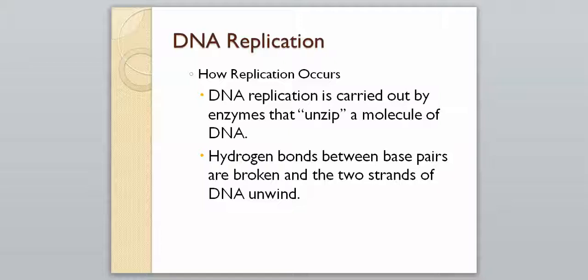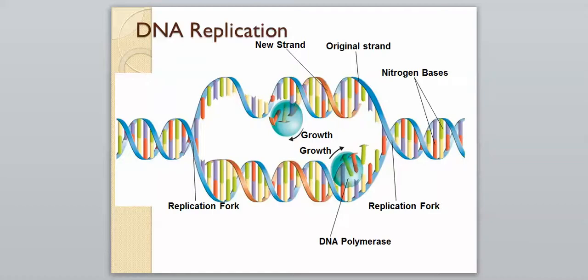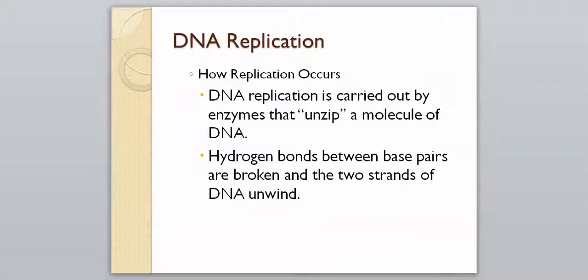And how this occurs, DNA replication is carried out by enzymes that unzip a molecule of DNA. So that's that going on right there, the unzipping. The hydrogen bonds between the base pairs are broken and the two strands of DNA unwind. Another word for it coming apart is unzipping, because it is almost like a zipper with the teeth lining up together.